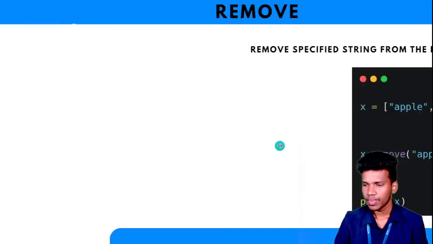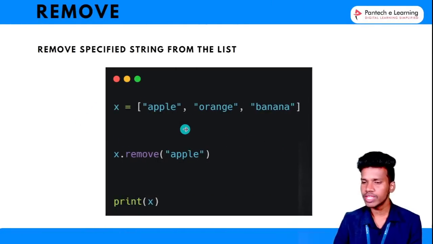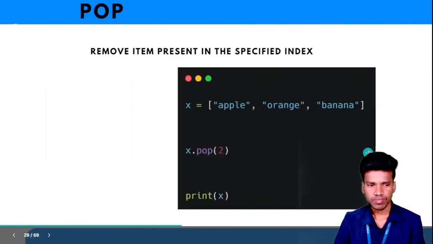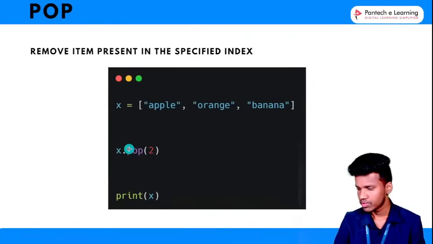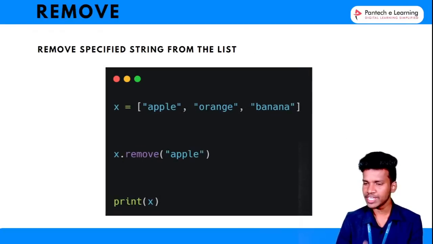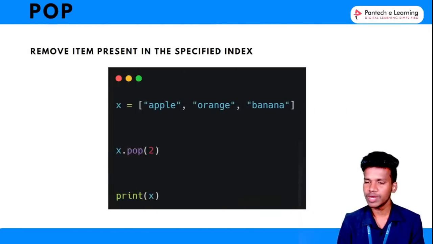Okay. So the remove function is used for removing items one by one. If I mention the item name, the item will be removed. That is the remove function. Okay, so next one, the pop function. Pop removes the item based on the index number. In the remove function, we mention the item name, right? In this pop function, we mention the index number, and automatically the value present at that index will be removed.